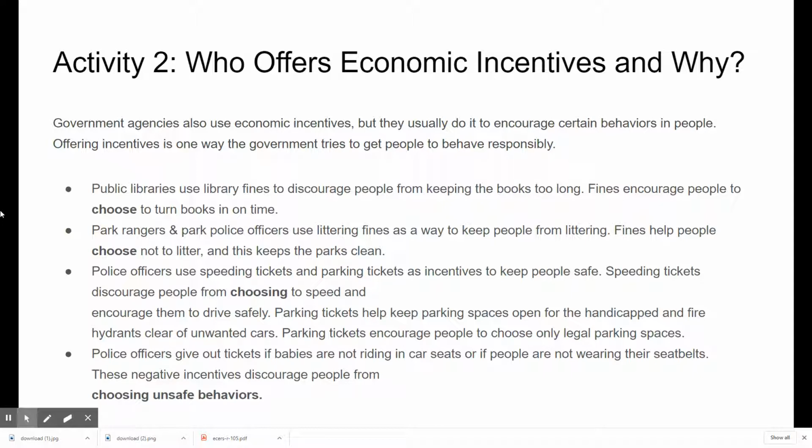Parking tickets help keep parking spaces open for the handicapped and fire hydrants clear of unwanted cars. Parking tickets encourage people to choose only legal parking spaces. Police officers give out tickets if babies are not riding in car seats or if people are not wearing their seatbelts. These negative incentives discourage people from choosing unsafe behaviors.